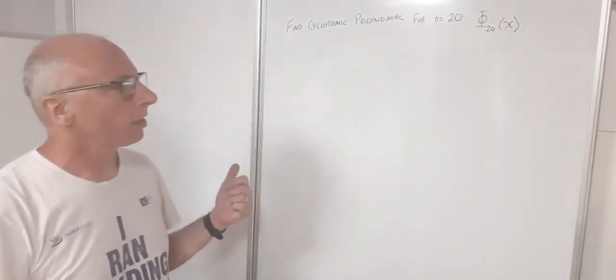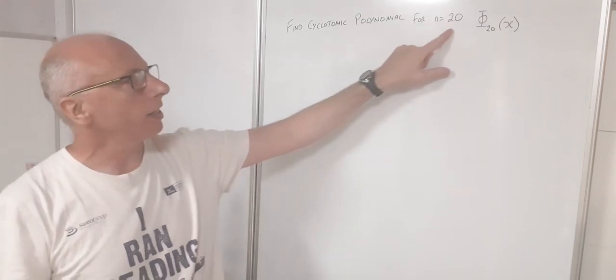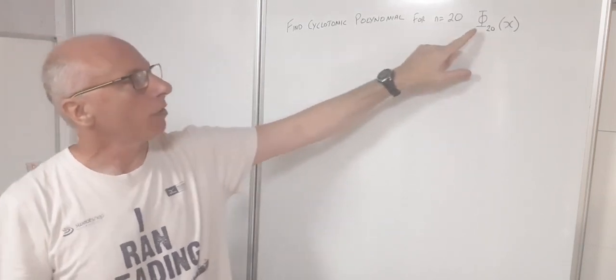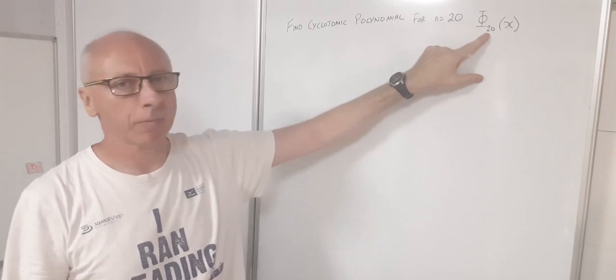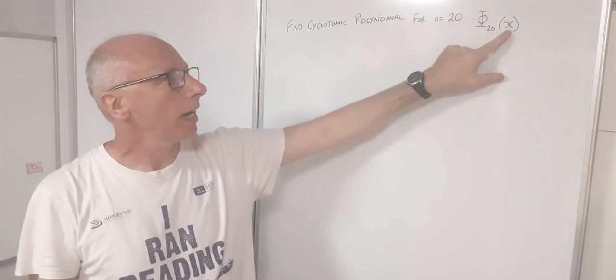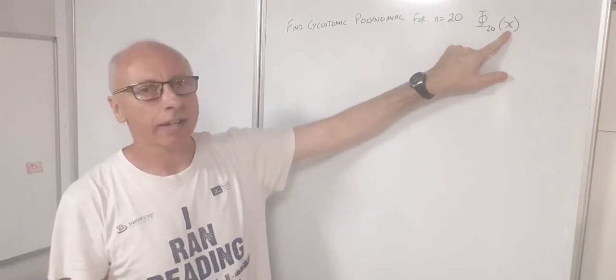So in this video we're going to find the cyclotomic polynomial when n is 20, hence the 20th cyclotomic polynomial. We write this with capital letter phi, subscript whatever value we want, so in this case n is 20, and the variable we use is x.